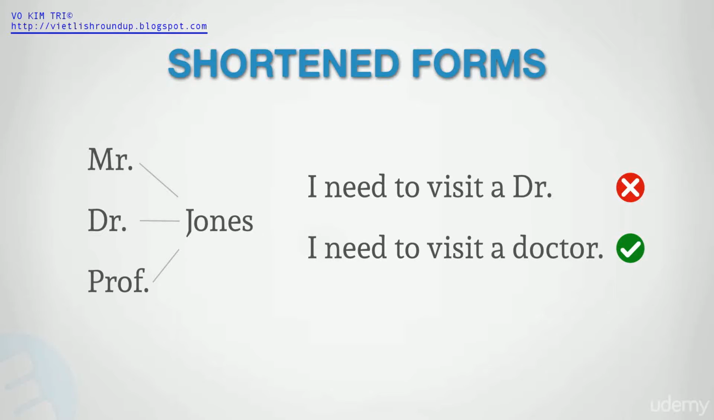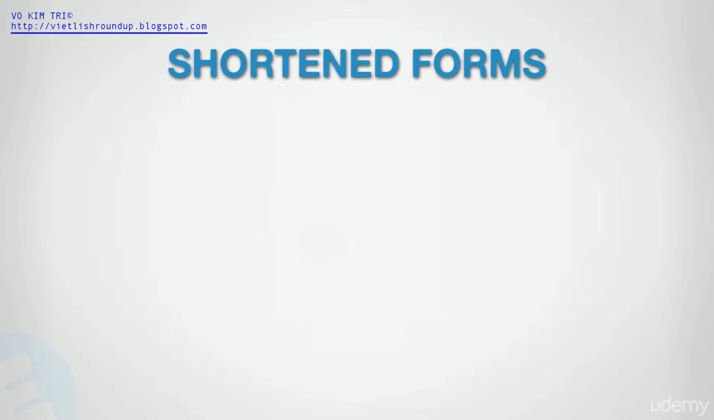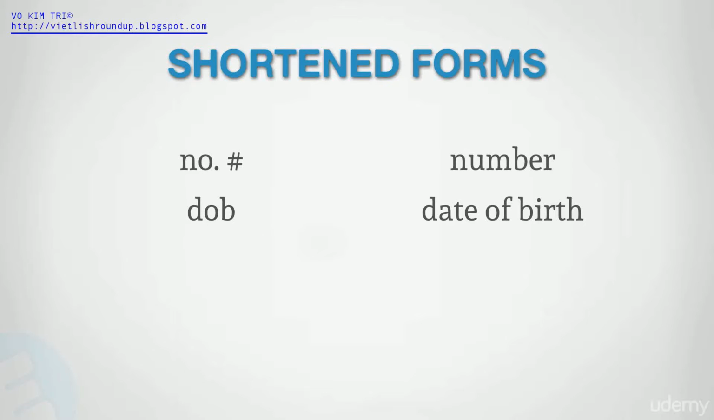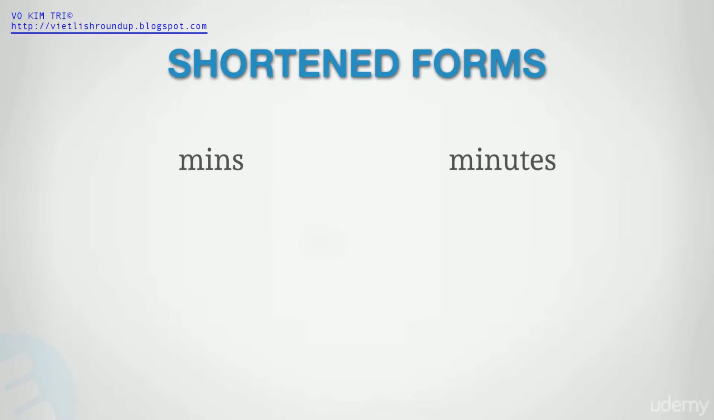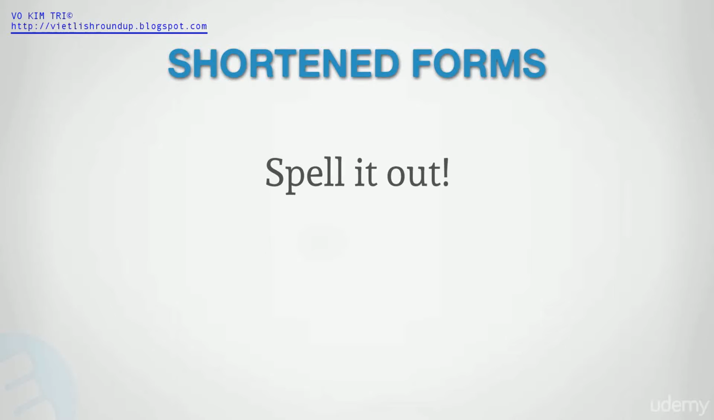There are many words that can be shortened in semi-formal emails, but for the most formal emails, you need to use complete words. Do not write No. or a pound sign for number, DOB for date of birth, max for maximum, min for minimum, mins for minutes, mos for months, or even vs for versus. Spell it out.